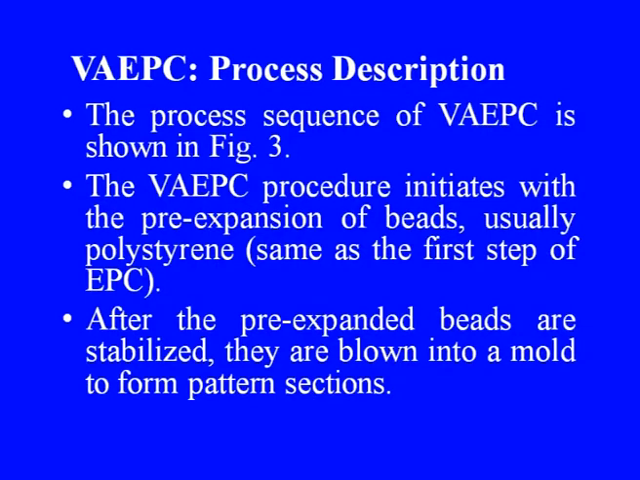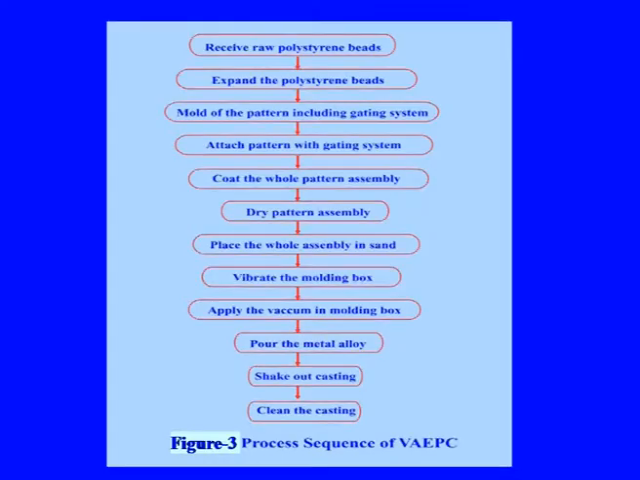The procedure initiates with the pre-expansion of the beads, usually polystyrene. This is the same as the first step of the earlier discussed evaporative pattern casting process. After the pre-expanded beads are stabilized, they are blown into a mold to form pattern sections. This is the complete flowchart of the vacuum assisted evaporative pattern casting process.